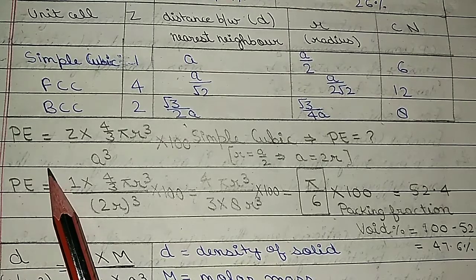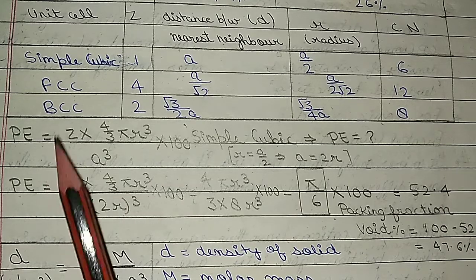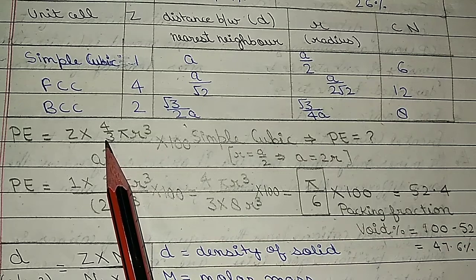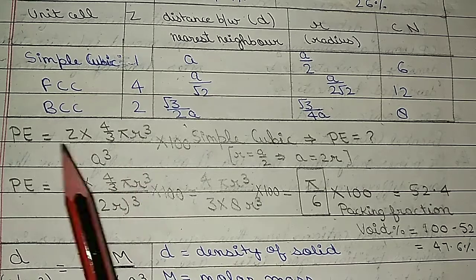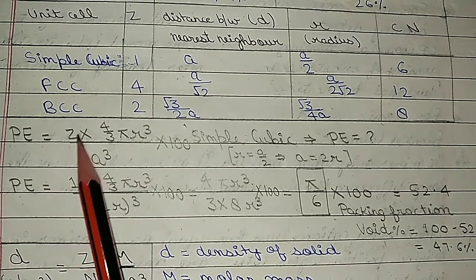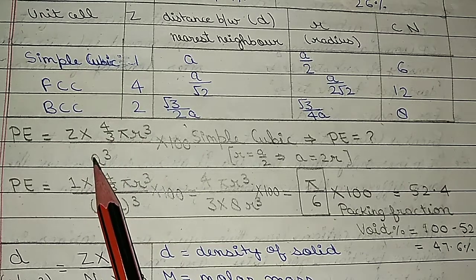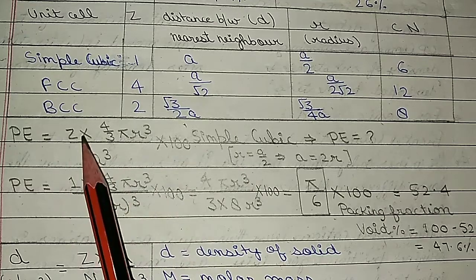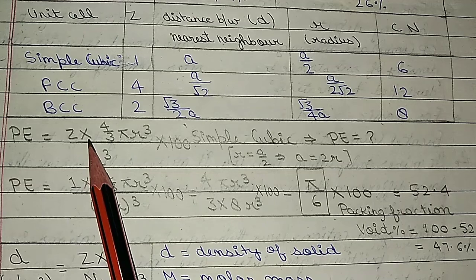Now we will see how to find the packing efficiency. The formula of packing efficiency is based on the volume occupied by the atoms. And what is the shape of atoms? The shape of the atoms is spherical. So the volume of a sphere is 4 by 3 pi r cube, right? So the formula for packing efficiency is Z into 4 by 3 pi r cube divided by a cube, into 100. A cube represents the total volume of the unit cell. Z represents the total number of atoms per unit cell.